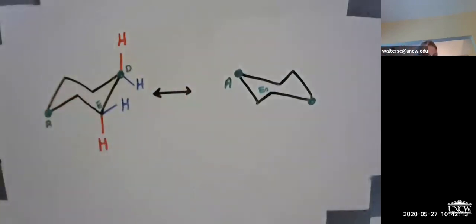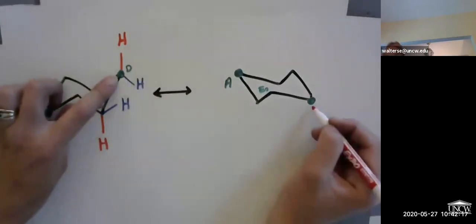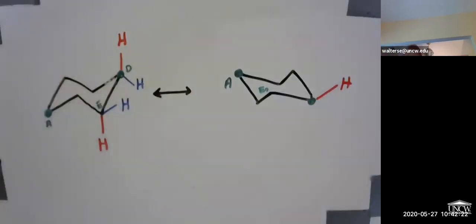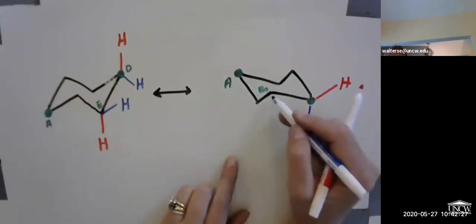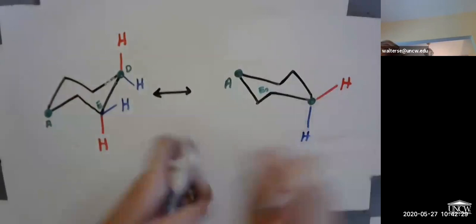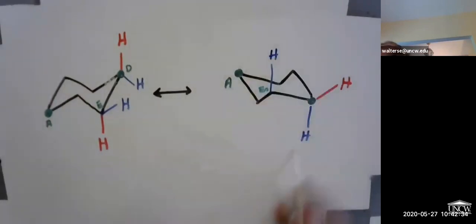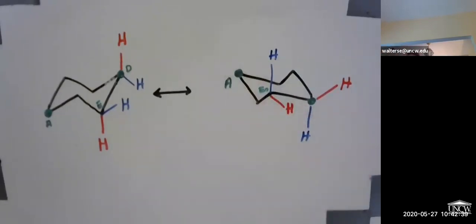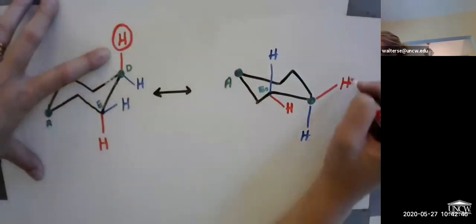So when I draw that, carbon D is this one right here. So now my red is up and the blue is down. And then I move over to carbon E. Blue is up and axial, red is down. So if you look at this hydrogen here, it is this hydrogen here.